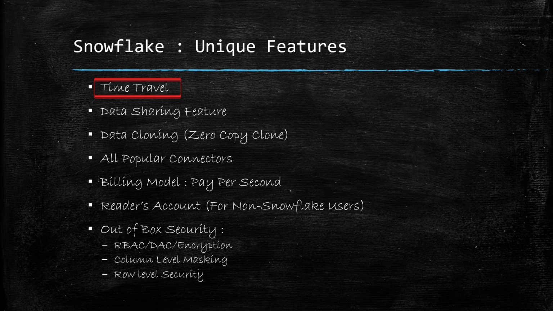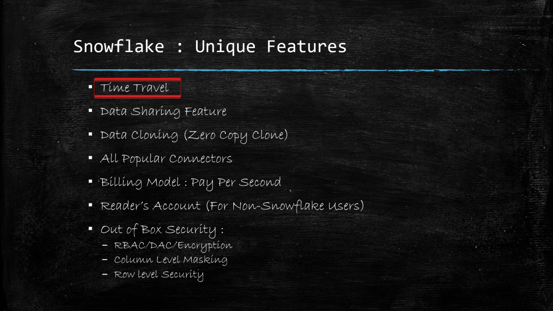Now we'll discuss a few other unique features that are available. First one is time travel. Time travel is a very powerful tool which enables historical data to be accessed. Like you can access historical data that has been updated or deleted within some defined time period. So with this, you can restore your data objects like tables, schemas, and databases that might have been deleted accidentally or intentionally.